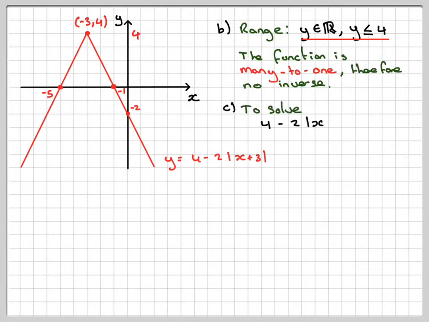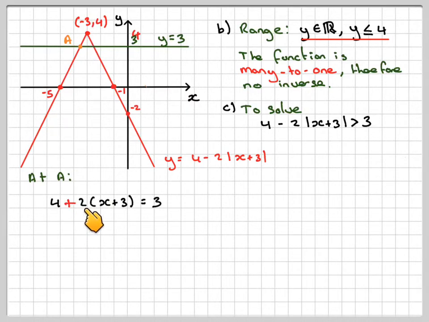So we have to finally solve the inequality 4 minus 2 times the absolute value of x plus 3 greater than 3. So if we draw the line y is equal to 3, we need to find the coordinates of that point and that point. At this particular point, now you can think of this graph as 4 plus 2 times x plus 3 is equal to 3, because this is the graph of 2x plus 10. This is 2x plus 10.